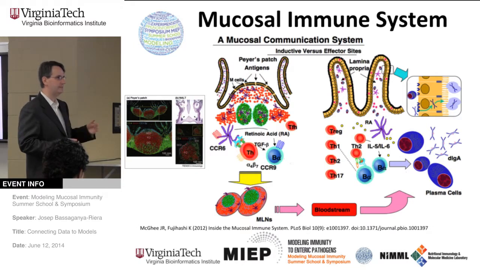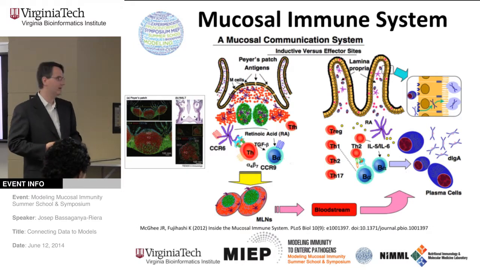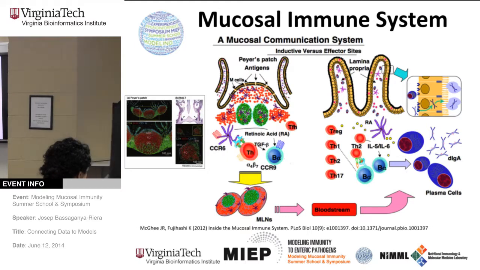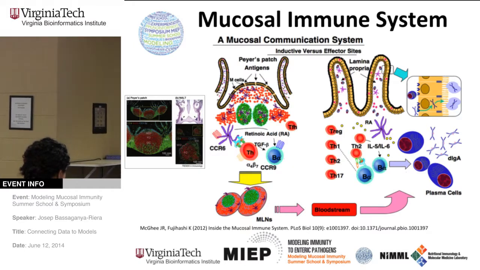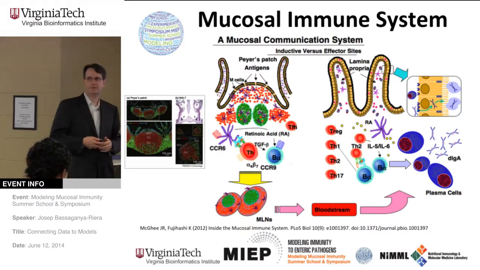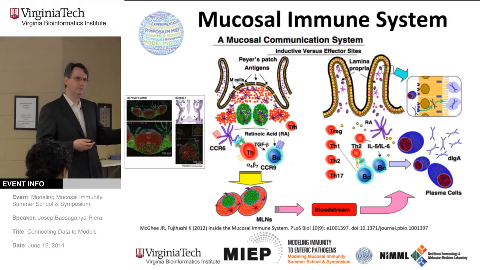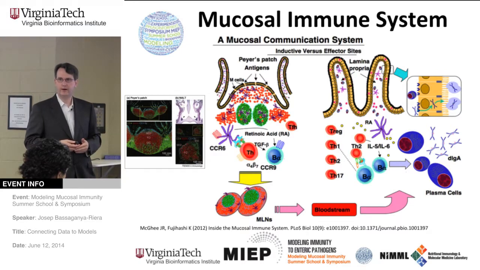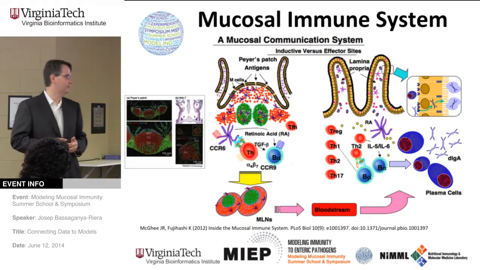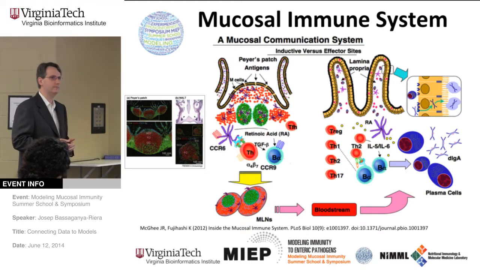And the inductive sites and effector sites are connected. We have cells that are being activated or where there's an antigen presentation in the Peyer's patches, traveling to the mesenteric lymph nodes through the thoracic duct, accessing the bloodstream, and then migrating to the lamina propria to fight against viruses, bacteria, or to help maintain homeostasis.